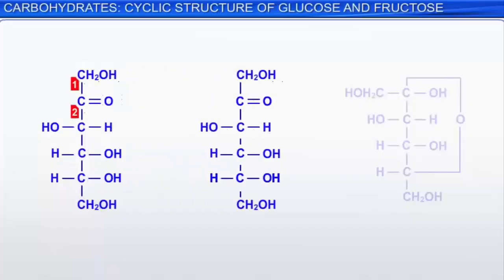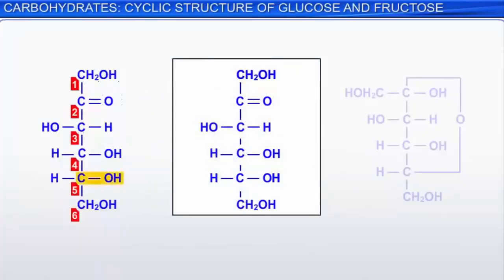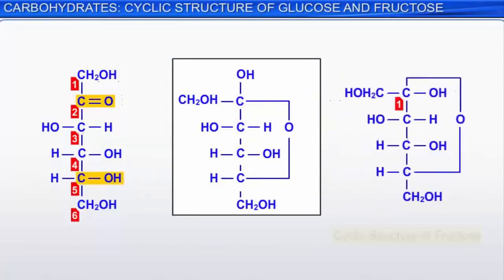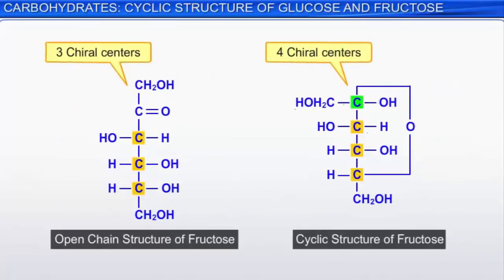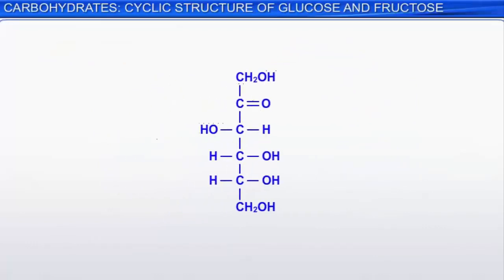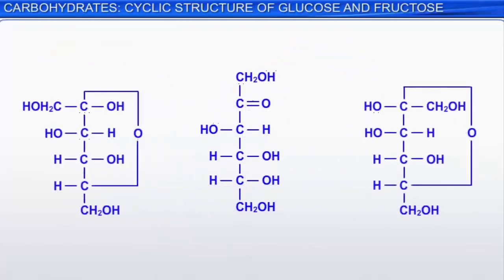The cyclic structure is obtained when the hydroxyl group at C5 gets added to the carbonyl group at C2. The cyclic structure thus obtained is a 5-membered ring. This structure has 1 chiral center more than the open chain structure. Therefore, there are 2 possible isomeric forms as shown here. The 2 cyclic forms differ in the configuration of the hydroxyl group at C2. These isomers are called anomers.